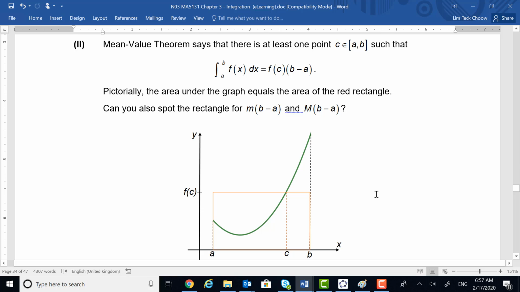In the same diagram, are you able to spot the area of this rectangle and the area of this rectangle, which form the so-called lower bound and the upper bound for this definite integral?